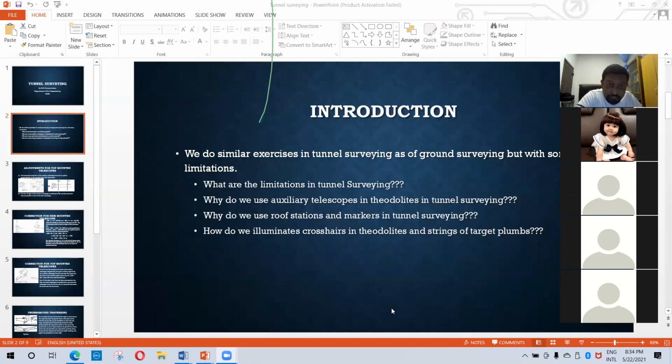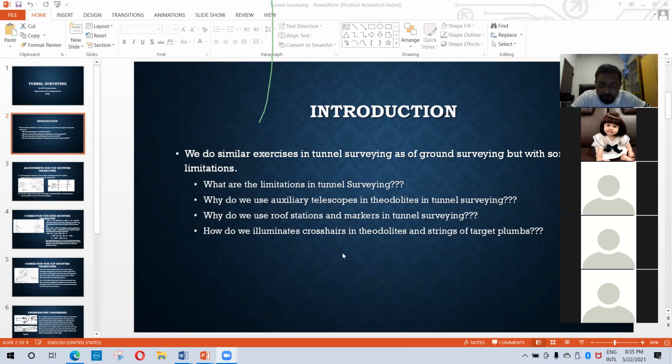Okay. Any more answers? Yes. When we incline the main telescope, the sight may be disturbed by the plate of the tripod. That's one of the major reasons actually. That's why we use an auxiliary telescope above the main telescope. Yeah, that's the main cause.